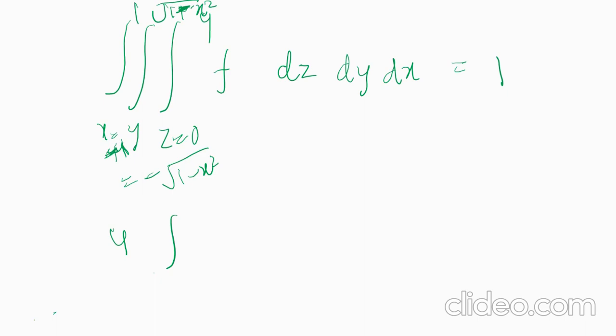So to find c, the integral over x, y, z of f dz dy dx is equal to 1. Now the z limit is obviously 0 to 4. The y limit is minus square root of 1 minus x squared to square root of 1 minus x squared. And then the x limit will be minus 1 to 1.